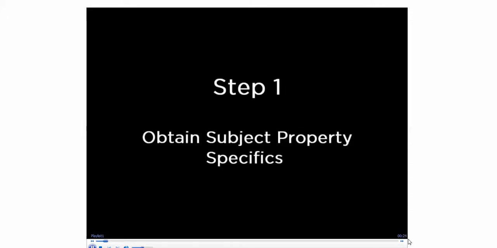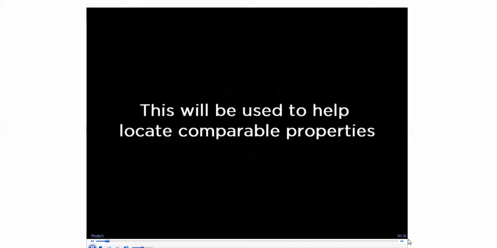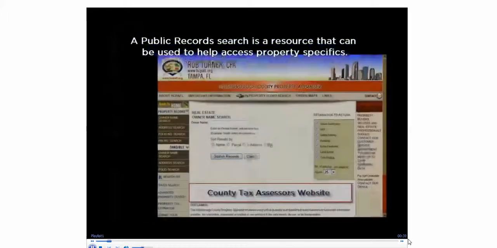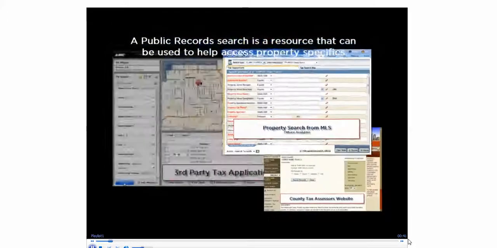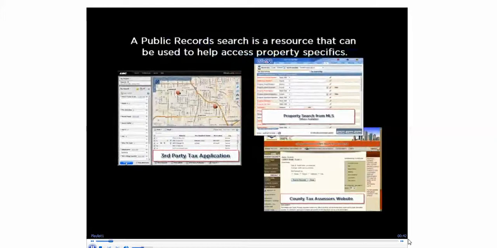Step 1. Obtain the subject property specifics. This will be used to help locate comparable properties. There are various sources out there available to help you with accessing that information. The most common way of accessing it is through a public record search.